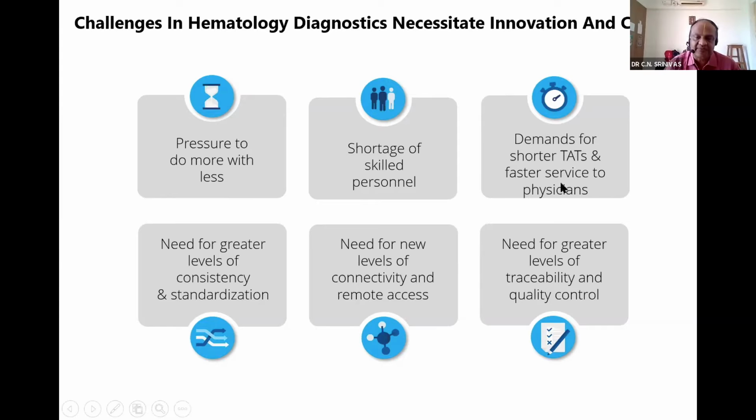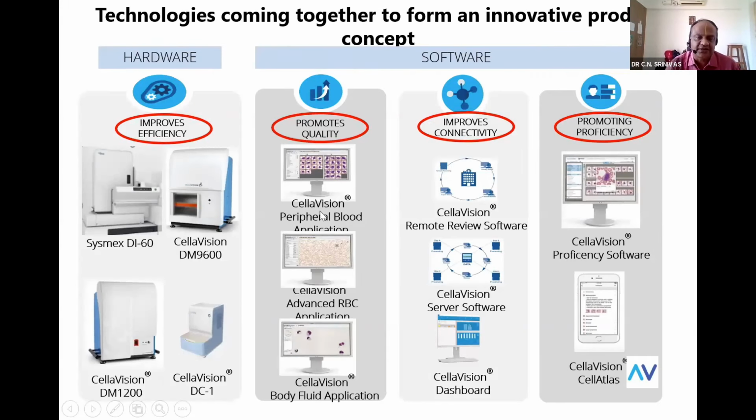Shorter turnaround time can be there. I'll show you some of the cases which highlight that the turnaround time can very much improve. And standardization brings in consistency in the process itself. The most important thing is that quality control of the peripheral smears can also be done by using the digital morphometry itself. So by adopting the digital technology, that is the machine, it can improve efficiency, promote quality, improve connectivity, and promote proficiency testing also inside the circle.